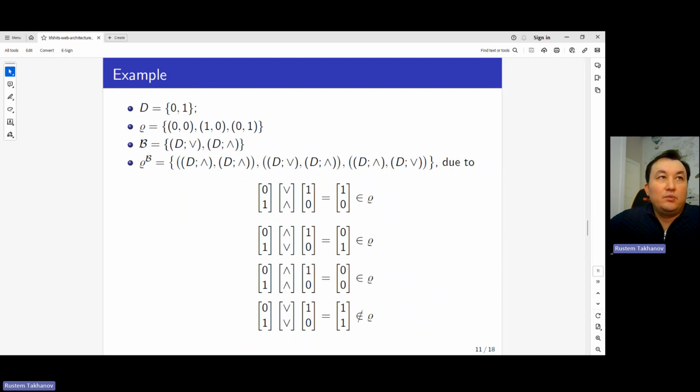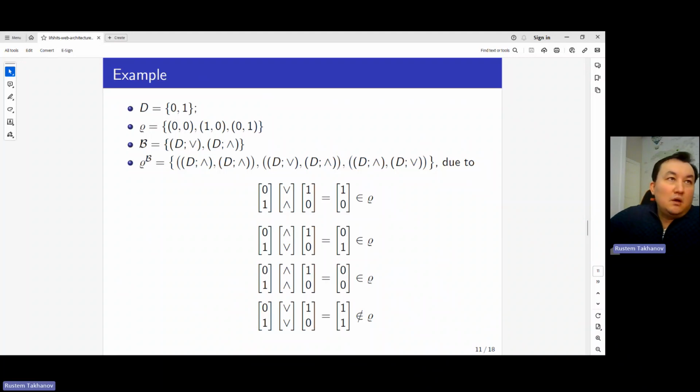First is the algebra on the Boolean domain which consists of only one operation, disjunction. The second is the algebra with conjunction. So disjunction, conjunction. Only two algebras. They are, of course, similar because in both algebras we have only one operation, which is a binary operation. So then, what will rho superscript B be? Rho superscript B will consist of pairs of algebras from the previous set B, so that these pairs of algebras element-wise preserve rho.